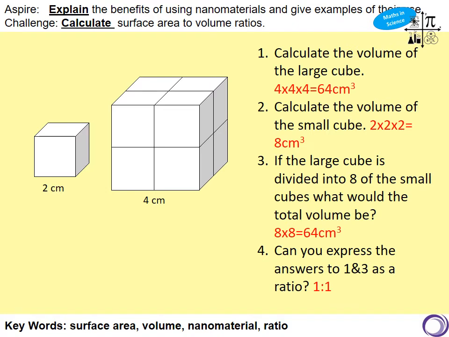Okay, so the total volume of the large cube is 4 by 4 by 4, which is 64 centimetres cubed. The total volume of the small cube is 8 centimetres cubed. And if we divided the large cube into 8 of the smaller cubes, then we've got 8 times 8, which is 64. So the volume, if we express 1 and 3 as a ratio, is 1 to 1. The volume would be the same.